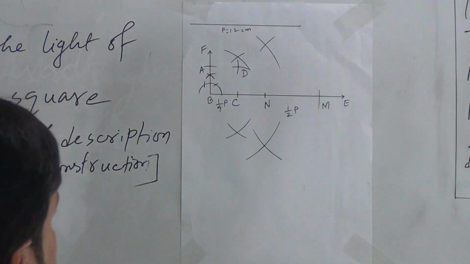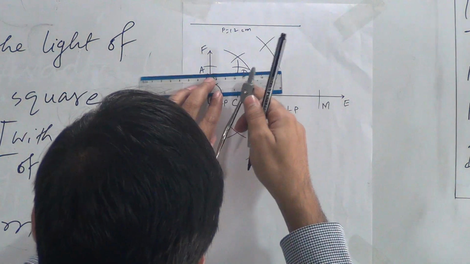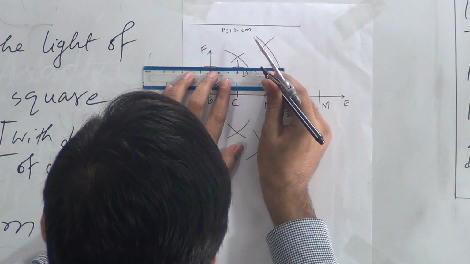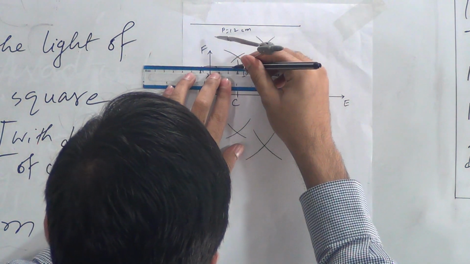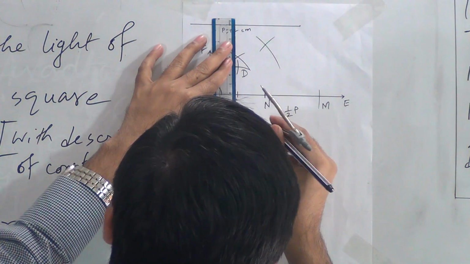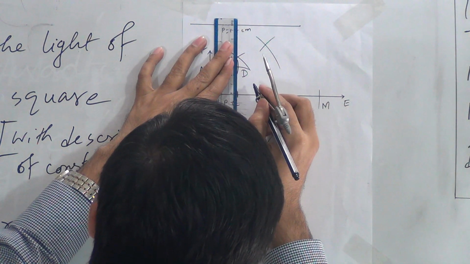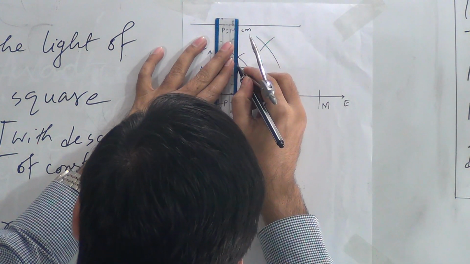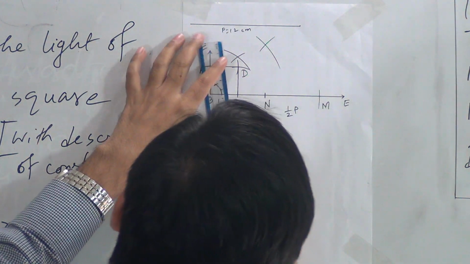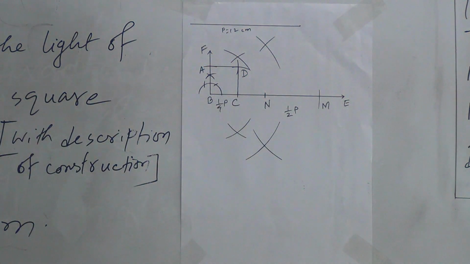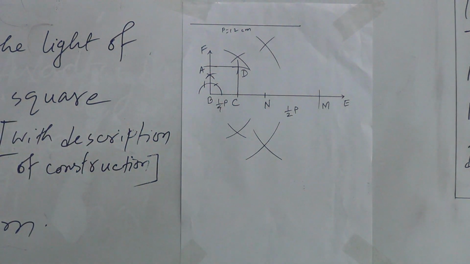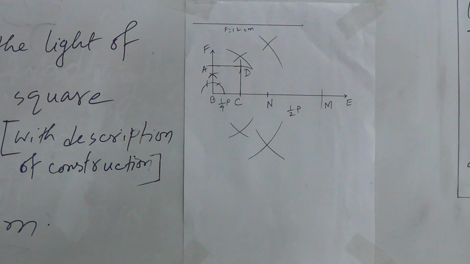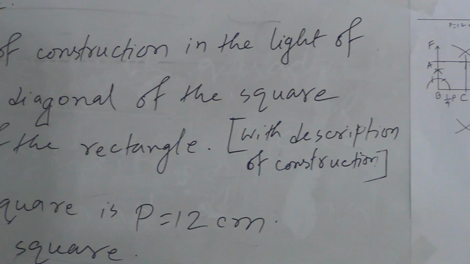Now join A, D and C, D. So ABCD is the required square. Okay, dear students, I hope you have understood how to draw this construction in B. Now I'll write the description of this construction. Okay, now see.